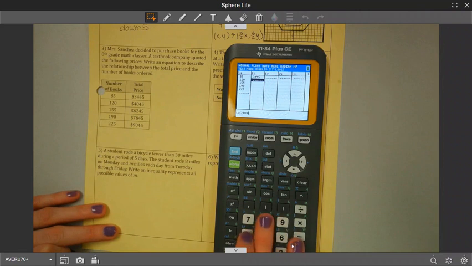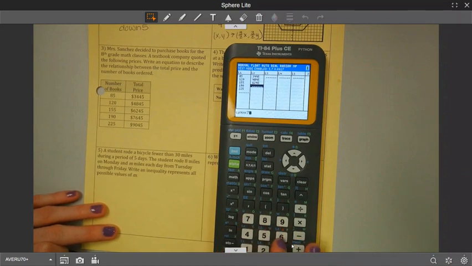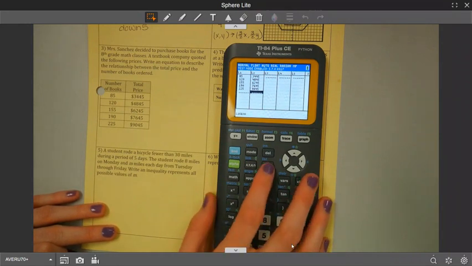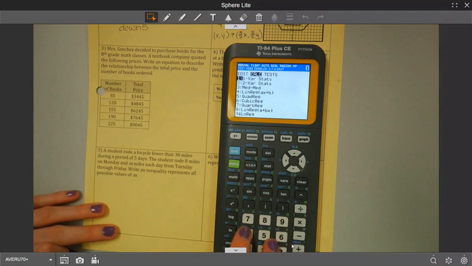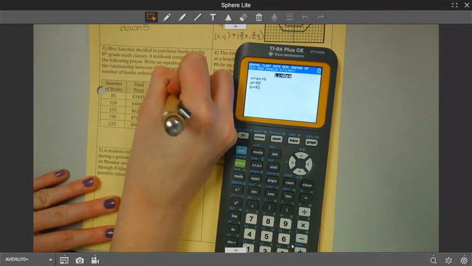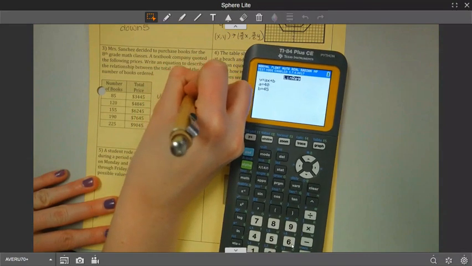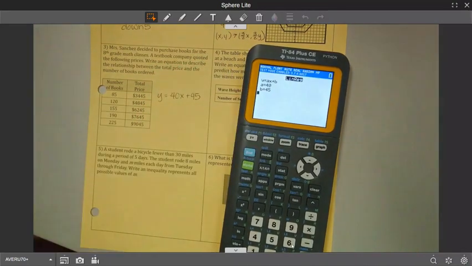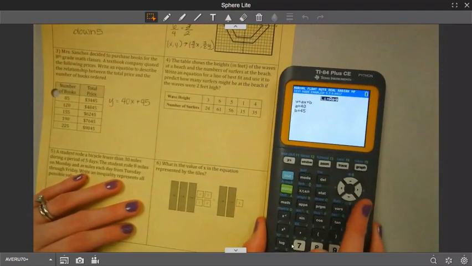Then our y values, we have 3,445, 4,845, 6,245, 7,645, and 9,045. Then we're going to go back to stat, right arrow over to calc. I'm going to select option number 4, and then we're going to hit enter until the screen changes, and it gave me my equation. So we have y equals 40x plus 45. Didn't have to do any work except put it in the calculator.